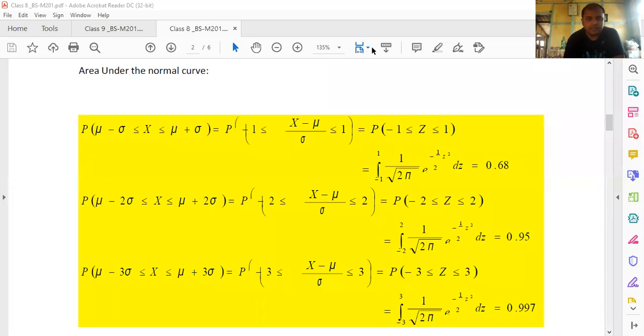As I was telling in the previous session, the normal random variable has some kind of area properties, which I have shown you below. Whenever we draw a normal curve, we can immediately say that the probability that the standard normal variable will lie between the points minus one and plus one will be equal to 0.68. What does it mean? It means that 68% of the total area will be covered by this range.